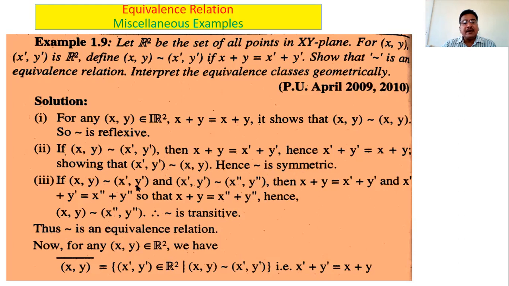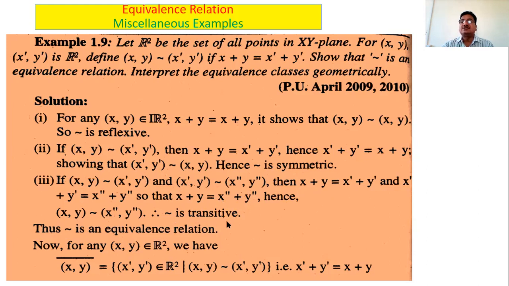So what is the meaning of (x, y) is related to (x dash, y dash)? By using the meaning given in the example, (x, y) is related to (x dash, y dash) means x plus y is equal to x dash plus y dash. And what is the meaning of (x dash, y dash) is related to (x double dash, y double dash)? That x dash plus y dash is equal to x double dash plus y double dash. So from these two equations, we have x plus y is equal to x double dash plus y double dash, because the value of x plus y is x dash plus y dash, and the value of x double dash plus y double dash is the same x dash plus y dash. So x plus y is equal to x double dash plus y double dash, and this means (x, y) is related to (x double dash, y double dash).